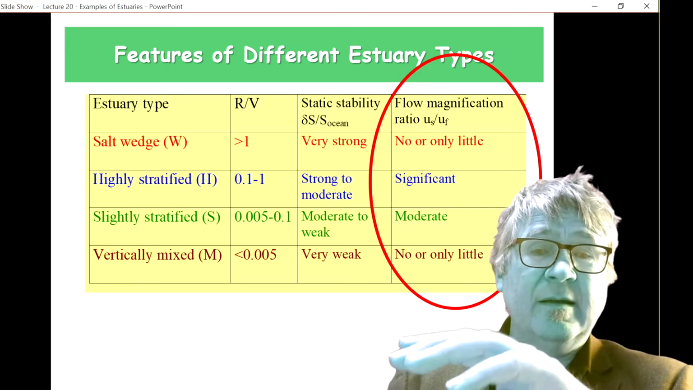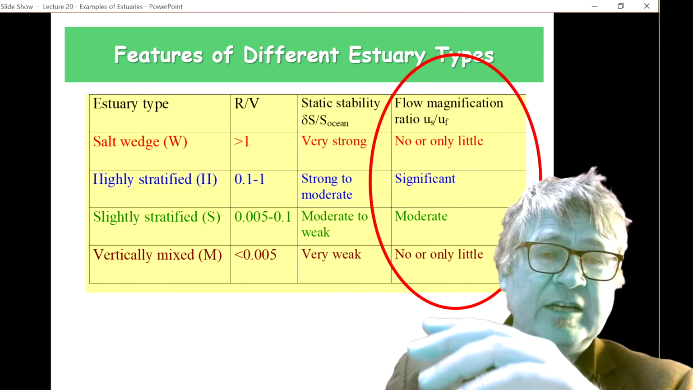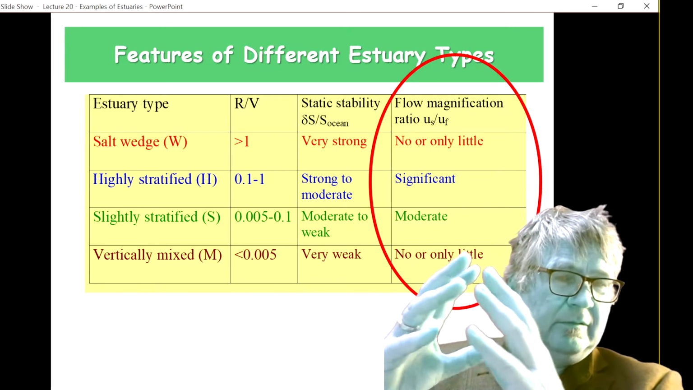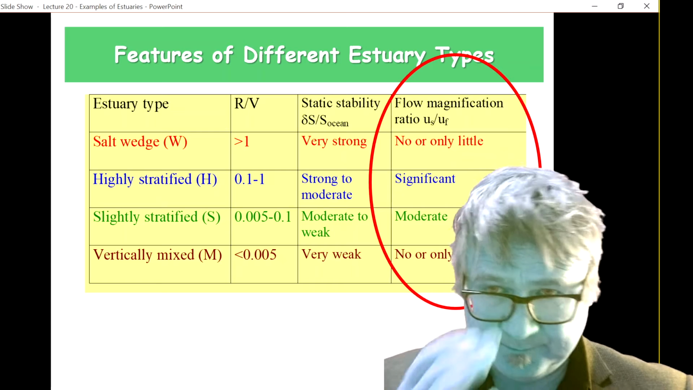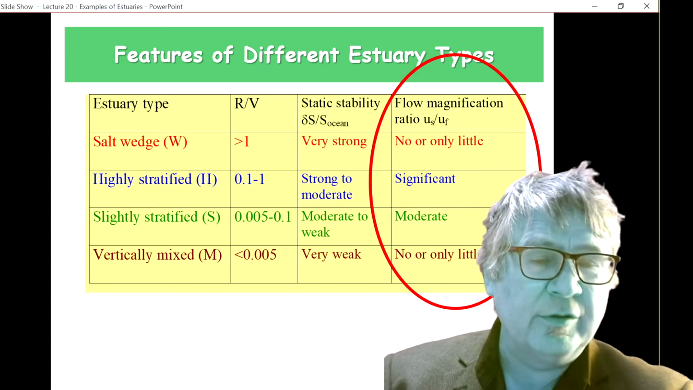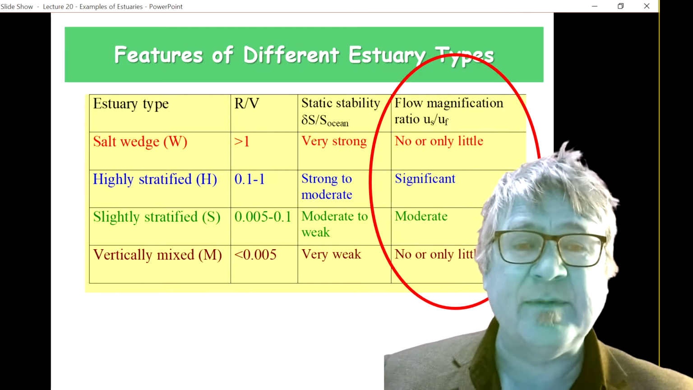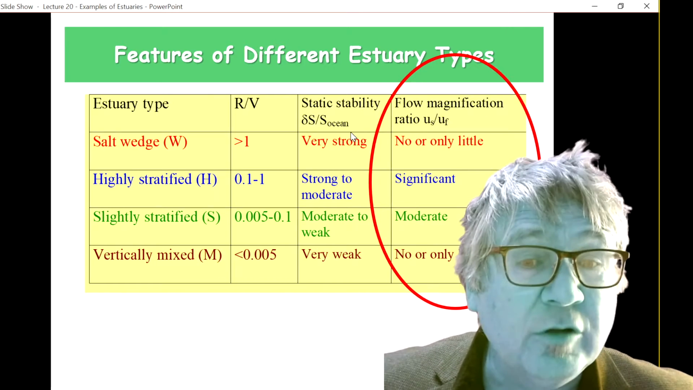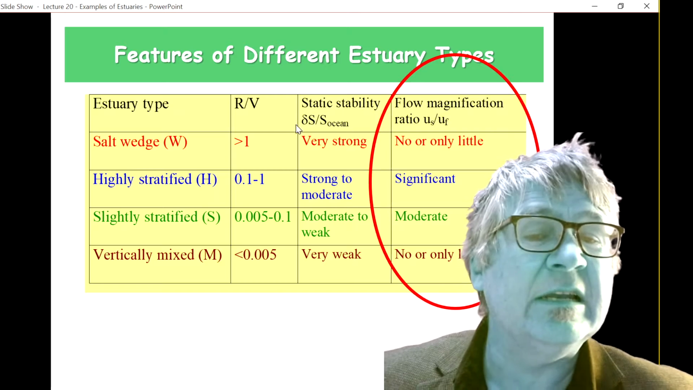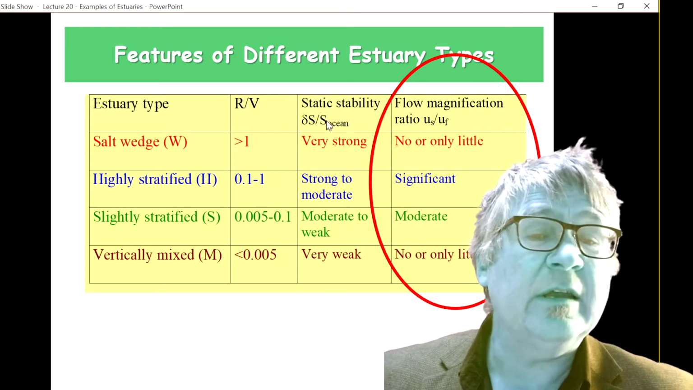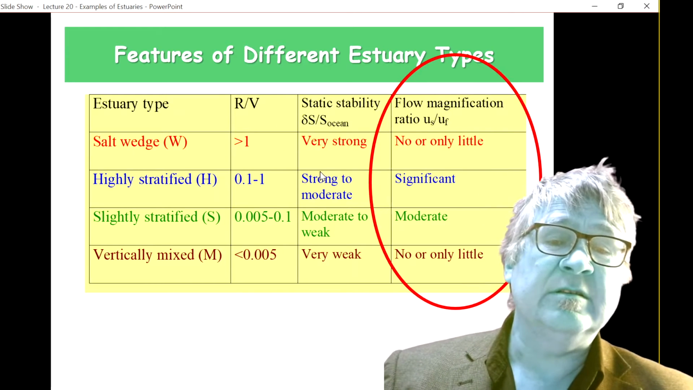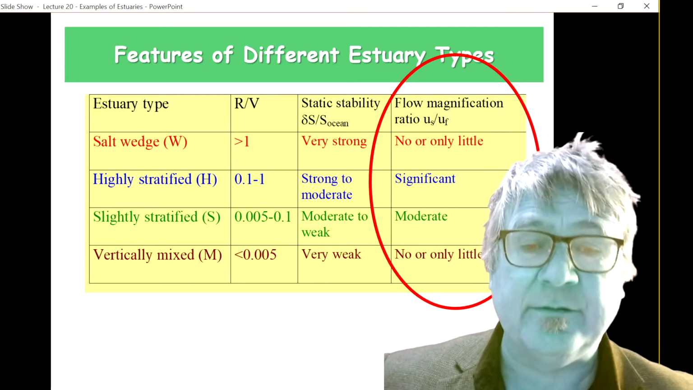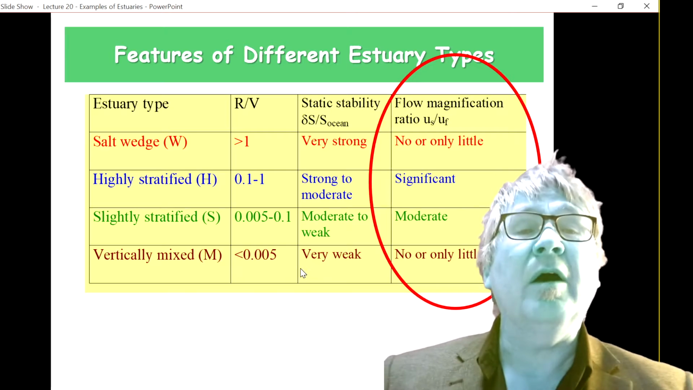Now you compare the vertical stratification with the salinity of the ocean. You look at the transition zone indeed. If you only go into the river water, it doesn't make sense. Look at the transition zone. For the salt wedge, you get very strong salinity stratification. And then as you move down this list, the salinity stratification becomes very weak for vertically mixed. It's absent, essentially.